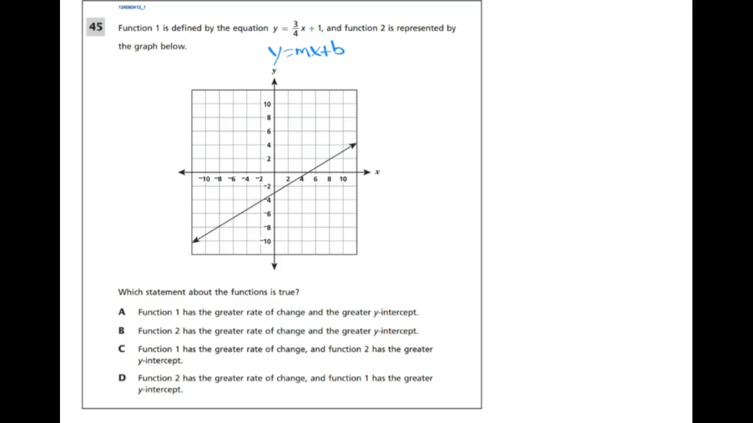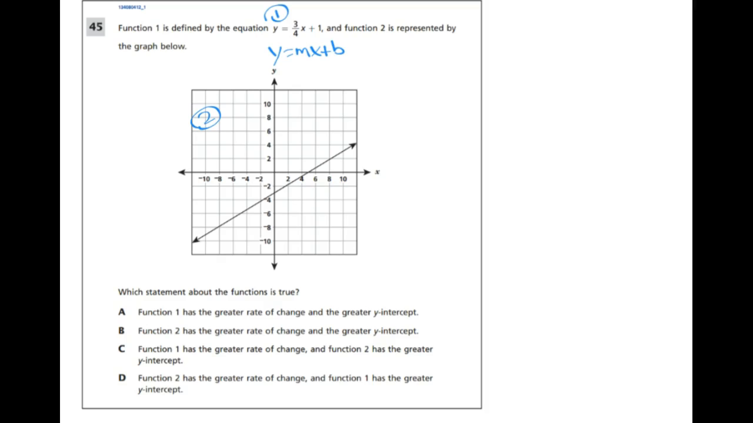So there's two separate things. This equation is not this graphed. So that's one thing. If people don't read carefully, they think those two things are the same, and they're not. There's function 1 and function 2. So the question is, which statement about the functions is true?